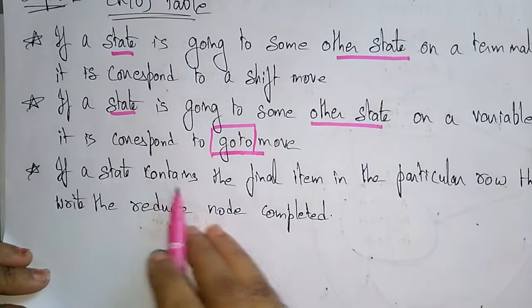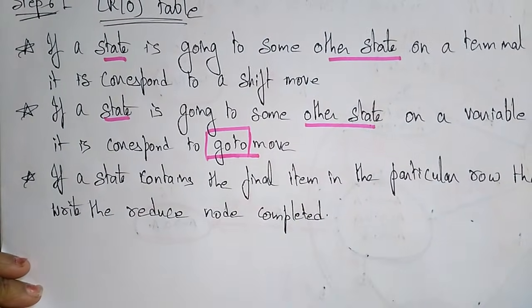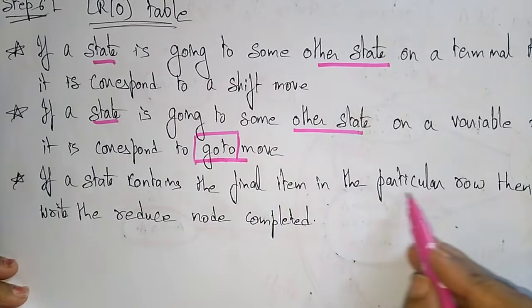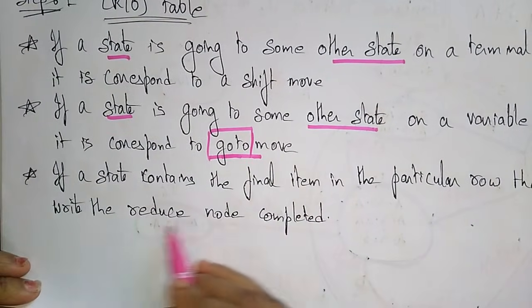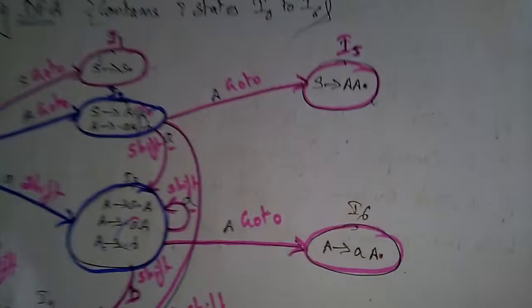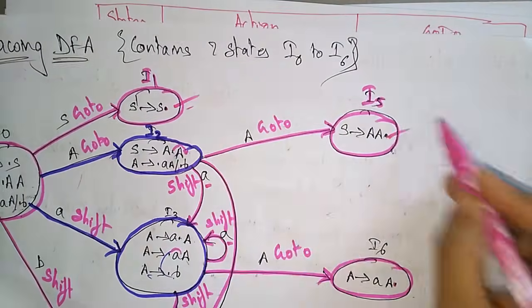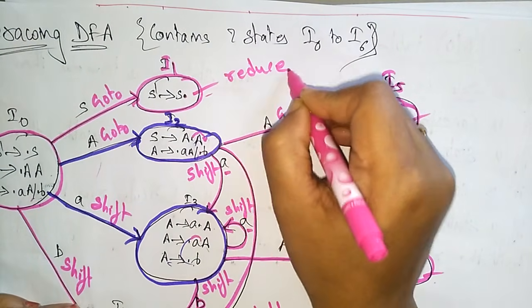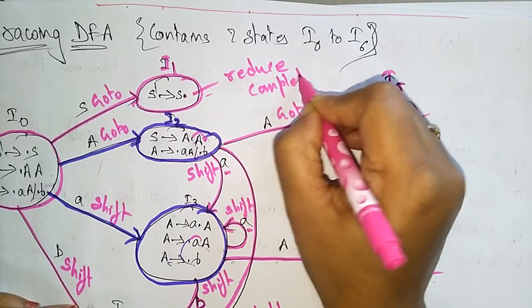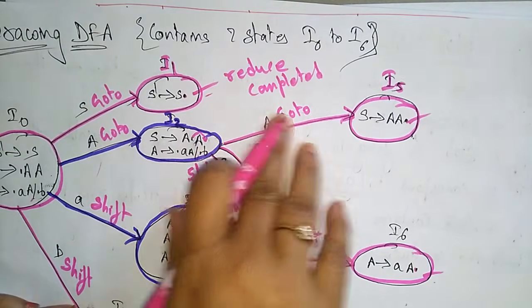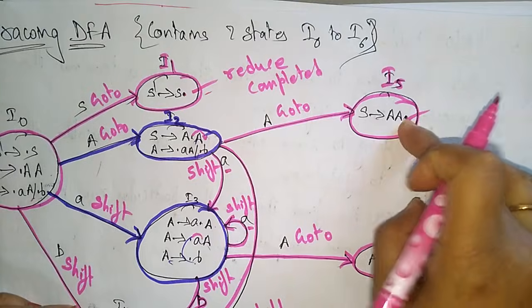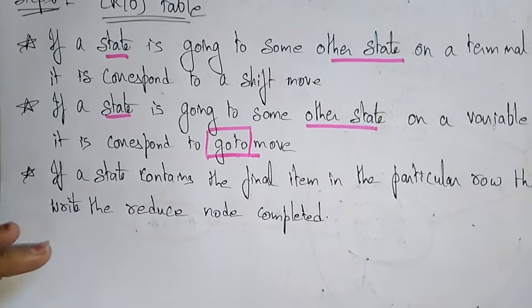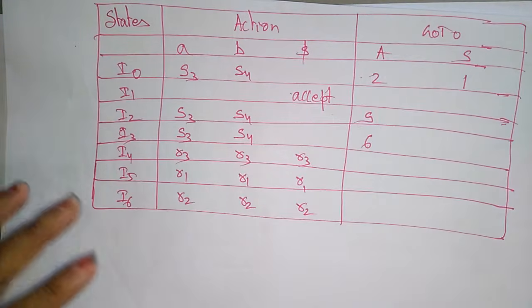If a state contains the final item in a particular row, then write reduce completed. This is the final item, so you have to write reduce completed, because there is no further element to reduce. Now let's see how to construct the parsing table.